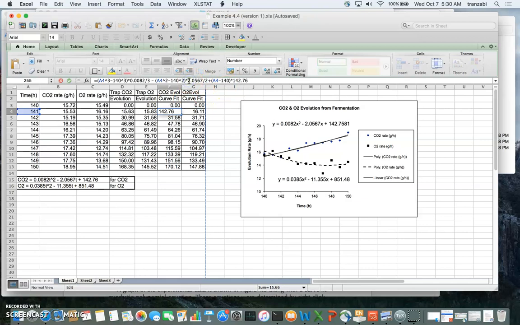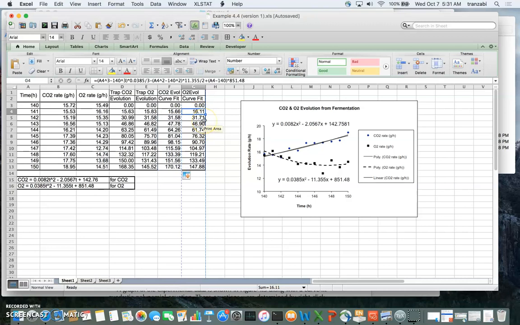The next one, we integrate over this equation from 140 to 141. So you have to plug in 140 first, then you subtract that from when you plug in 141. That's why I have the equation here, all in terms of the time column right here. Okay, so that is the analytical integration. And then as soon as you write the equation for the second cell, you can drag it down.